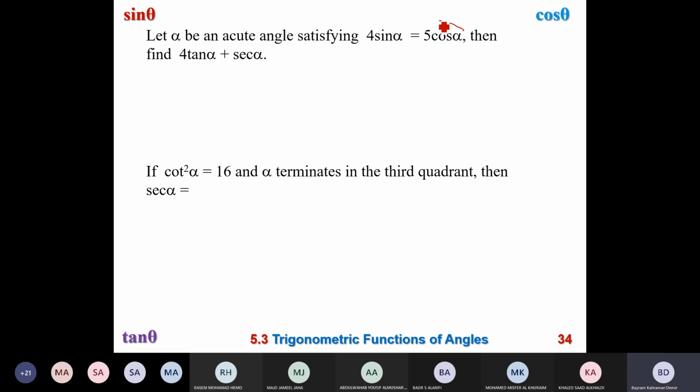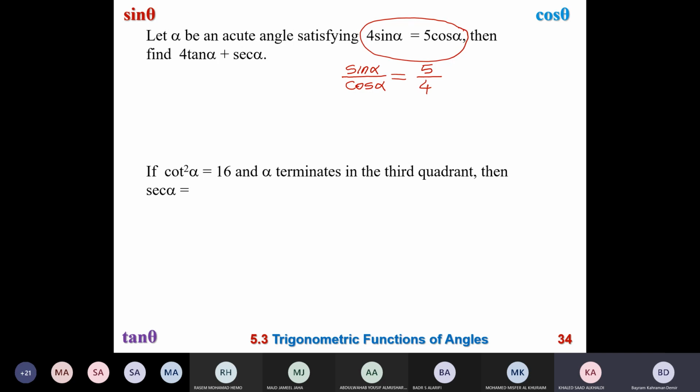So what can we understand from this? Because I need to use this information, Shabab, right? 4 sine alpha equals 5 cosine alpha. Okay, so does it tell you anything? You can use the formula in the previous question, or let's look at sine alpha over cosine alpha. Isn't it equal to 5 over 4? Yes.